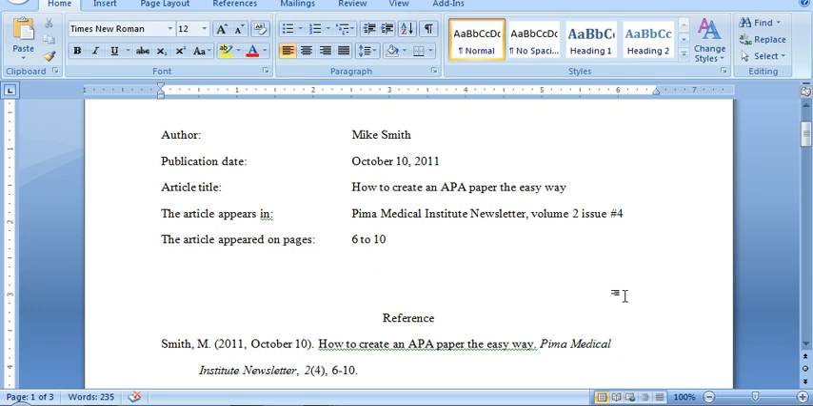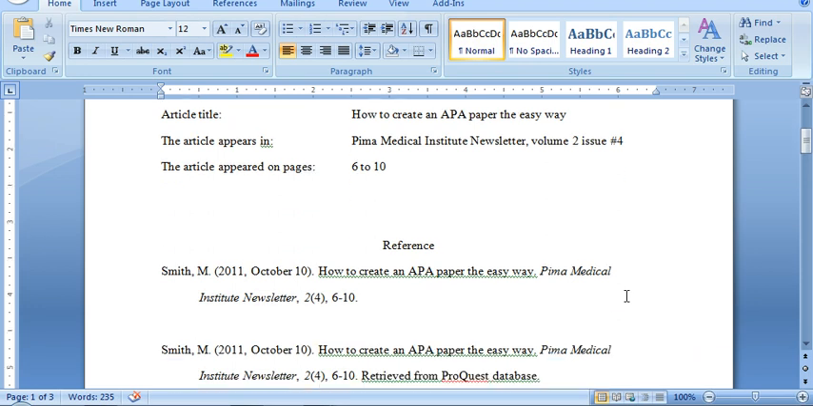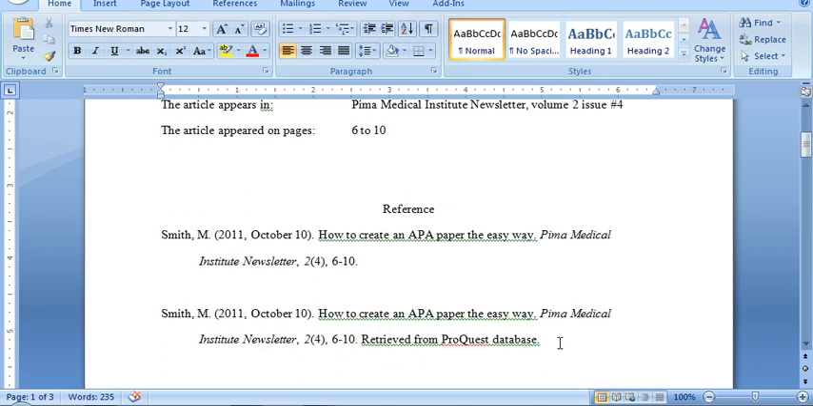What if we retrieve that article, however, from a database? Well, we just tag a little bit of extra information on at the end, and here it is. We just say retrieved from and the name of the database itself. That tells the instructor that we looked at this online rather than in print.